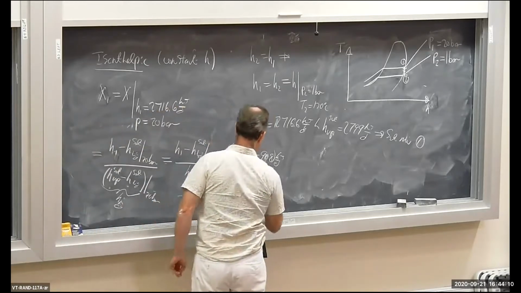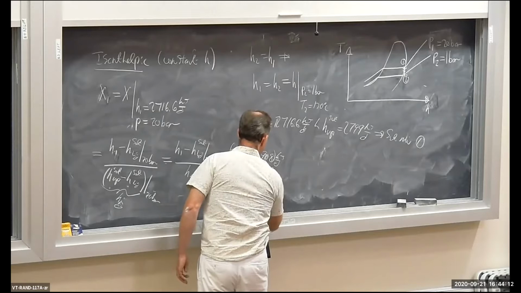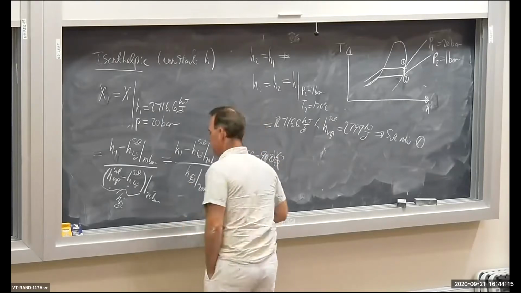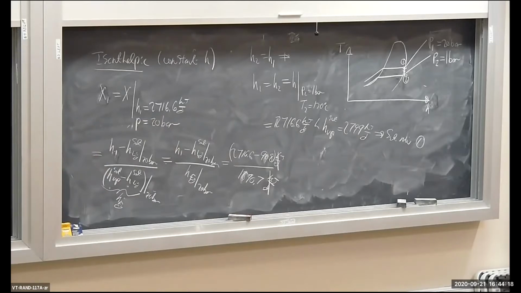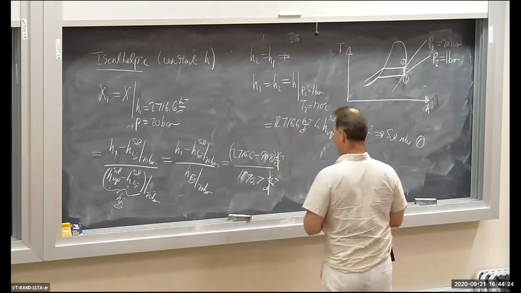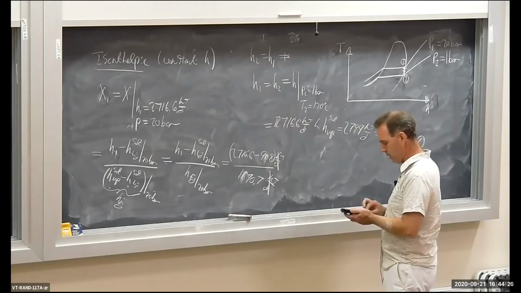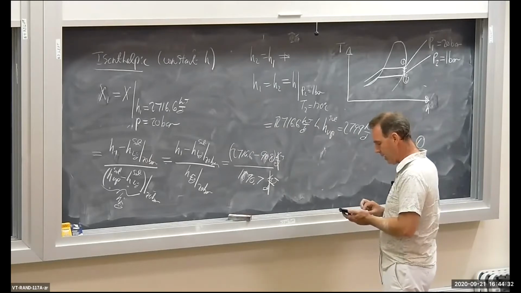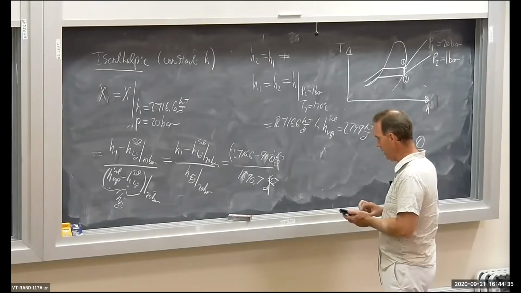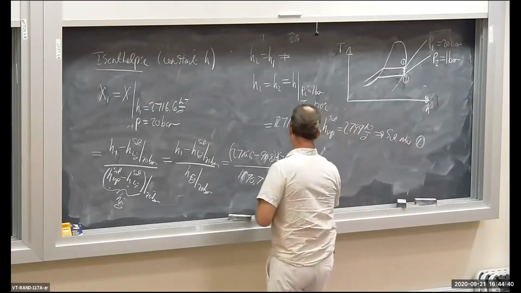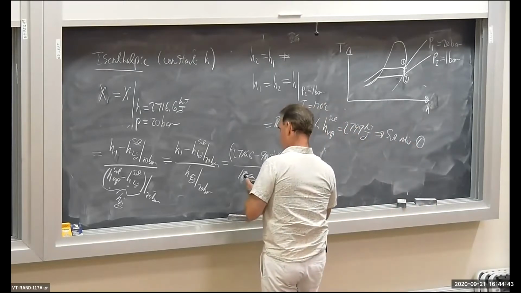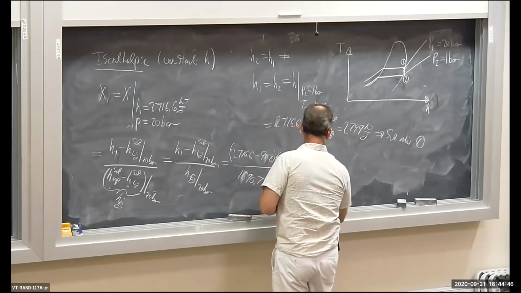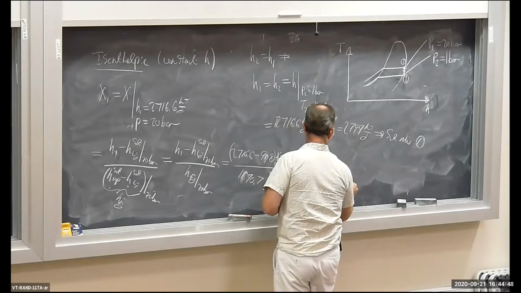HFG, 1890.7 kilojoules per kilogram. Kilojoules per kilogram cancel out. And what is our final quality? It looks like it's going to be pretty close to 90-something percent. Let's see here: 2716.6 minus 908, divided by 1890.7. That's 0.956, or 95.6%.